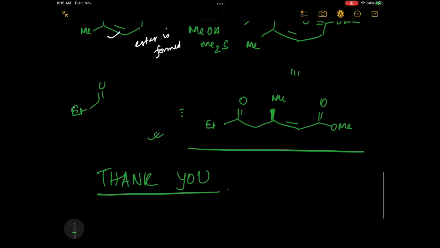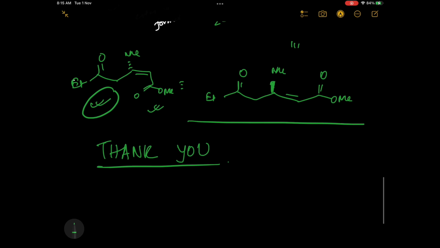So as you can see, this is the product of the reaction, and the product is basically the cis alkene, as we can see.